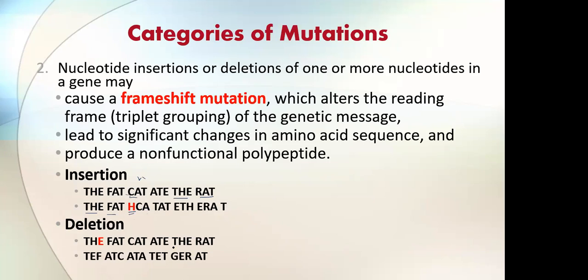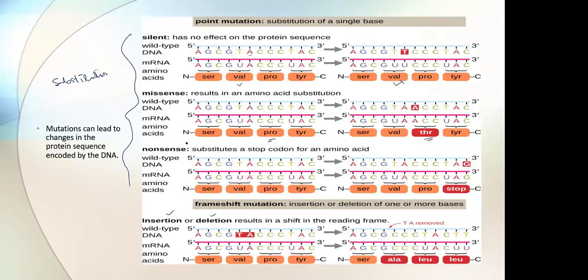Deletion: in the fat cat ate the rat, E got deleted. Then the cell will read 3 at a time, right? So it cannot read it, and it will not make any sense. That's the frame shift mutation. So there are 2 types of mutation, point and frame shift. Point mutation is caused by substitution of a nucleotide base. When insertion or deletion occurs, that gives us frame shift mutation.